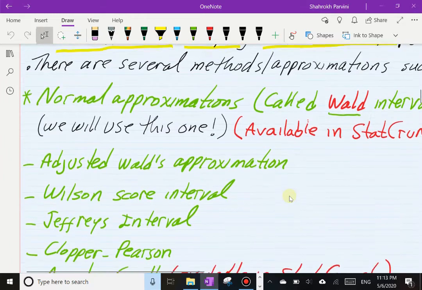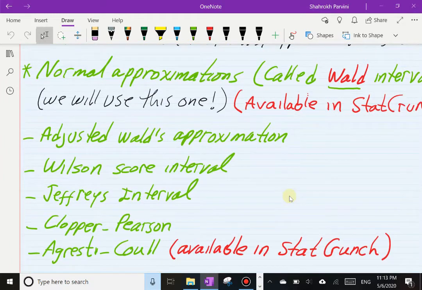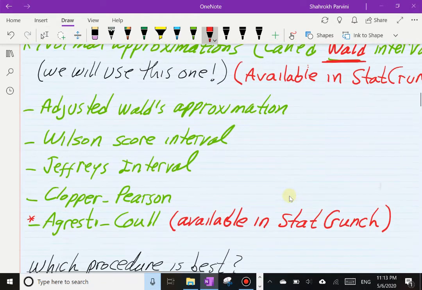Other methods are right in here. We have the adjusted Wald approximation. There's the Wilson score interval, Jeffreys interval, Clopper-Pearson, Agresti and Coull. This last one, Agresti-Coull, is available in StatCrunch. So StatCrunch actually gives us two ways of doing this, Wald and Agresti-Coull. We're only going to be interested in Wald's.